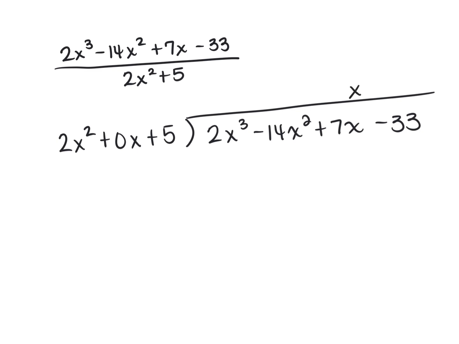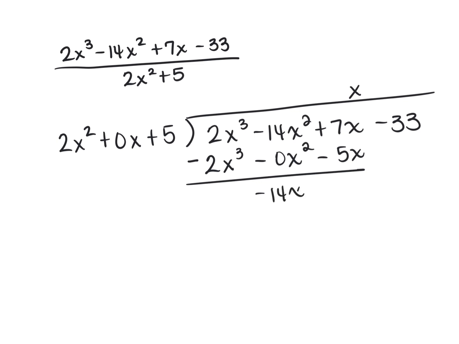Then we multiply the x times 2x squared, so that's 2x cubed. Then we do x times 0x, and that's 0x squared. And then we have 5 times x, which gives me 5x. Now, I have to subtract that, so I'm going to change this to a negative, this to a negative, and this to a negative to show that subtraction. So 2x cubed minus 2x cubed cancels out. I have negative 14x squared left when I subtract here. 7x minus 5x is 2x. And then we're going to pull down our constant, which is negative 33.